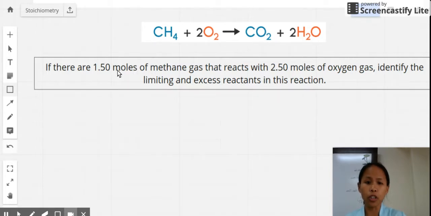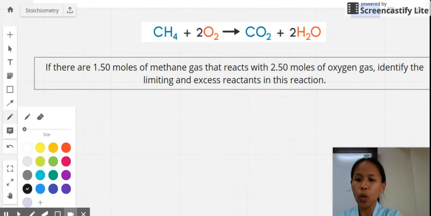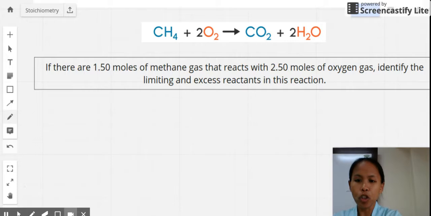Because you're given moles for both of your reactants, we need simply to convert it to another mole, because that other mole can be quantified later on. So it's simply a mole to mole problem. So I'm going to show it to you. We always begin with your given. Since there are two, let's start with your methane gas.